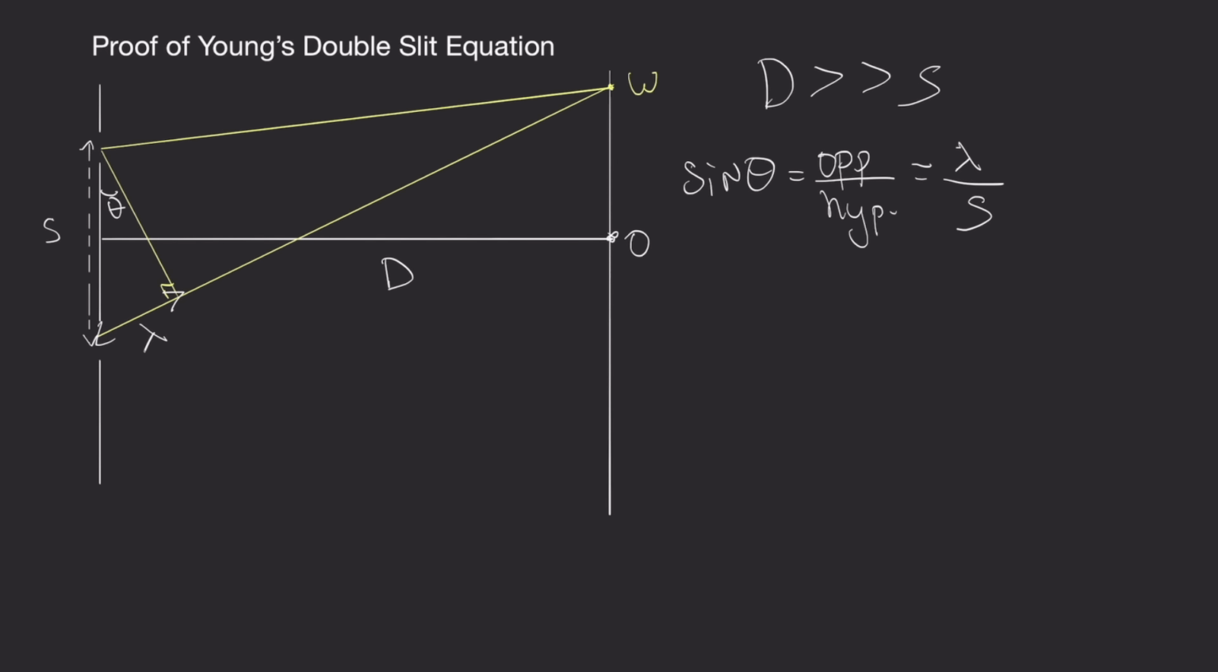Because this triangle is actually really stretched out in the limit that d is significantly bigger than the slit separation, then we can say that sine of theta is approximately equal to theta. So therefore we can say that theta is approximately equal to lambda over s. Now, what we want to do as well is have a look at the 2 points across here.